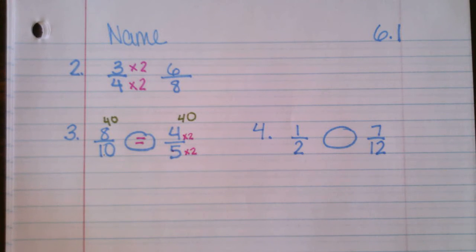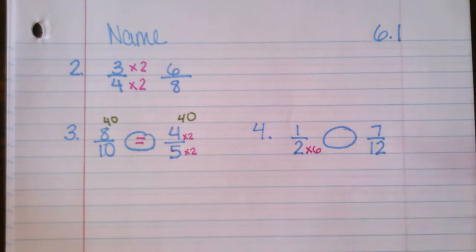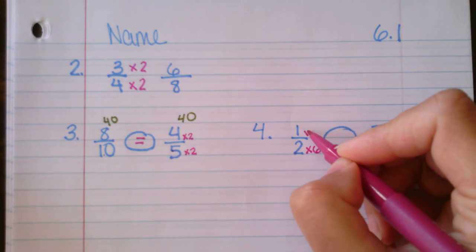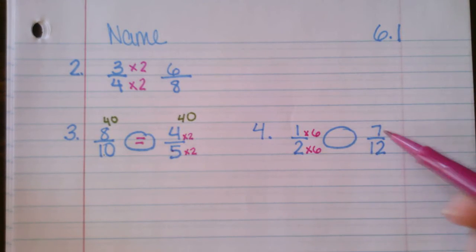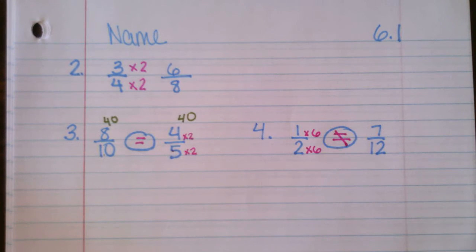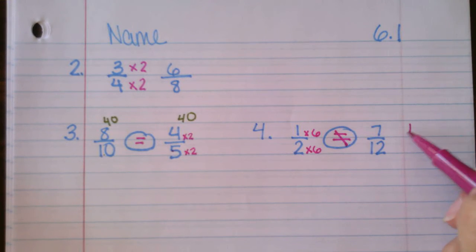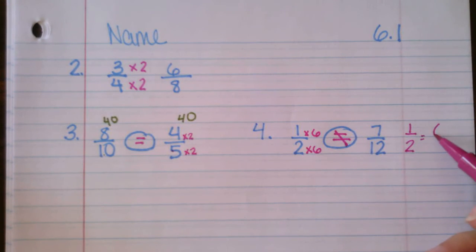So I think in my head, 2 times what gives me 12? 2 times 6 gives me 12. Whatever I do on the bottom, I also have to do on the top. So 1 times 6 does not give me my 7. So this is not equal. I could also think, what is half of 12? And I can think that half of 12 is 6. So 1/2 of 12 equals 6 out of 12.